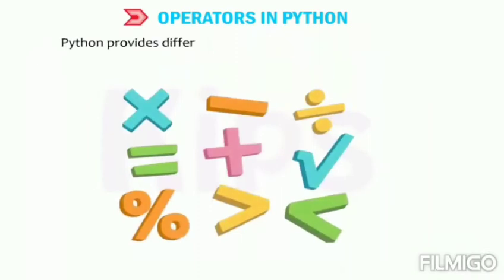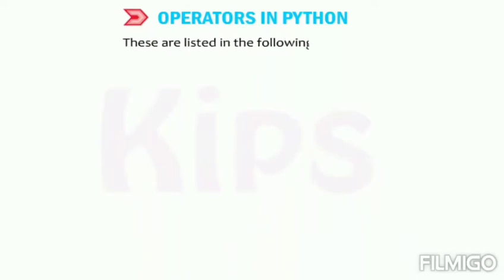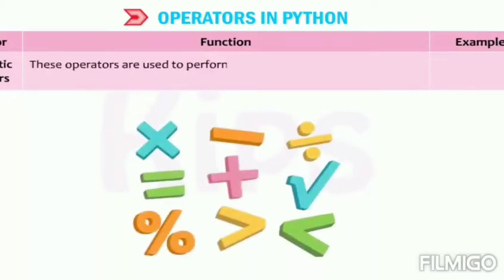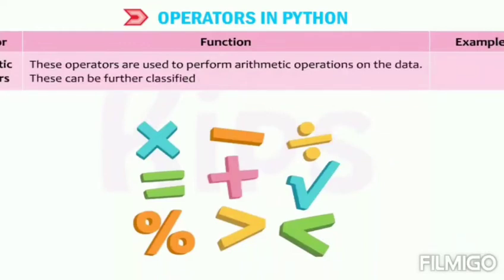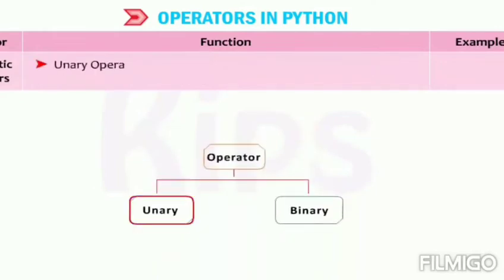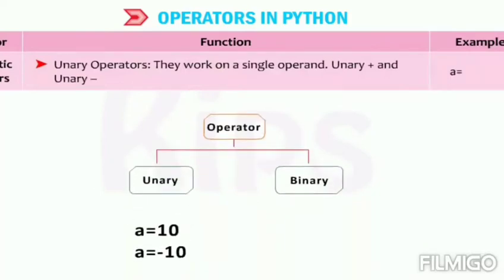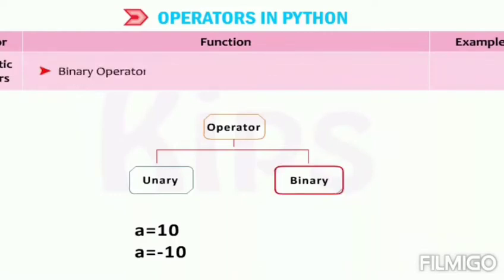Python provides different types of operators to work with. These are listed in the following table. Operator: arithmetic operators. Function: these operators are used to perform arithmetic operations on the data. These can be further classified as unary operators. They work on a single operand, unary plus and unary minus. Example, A equals 10 and A equals minus 10. Binary operators. They work on two operands.